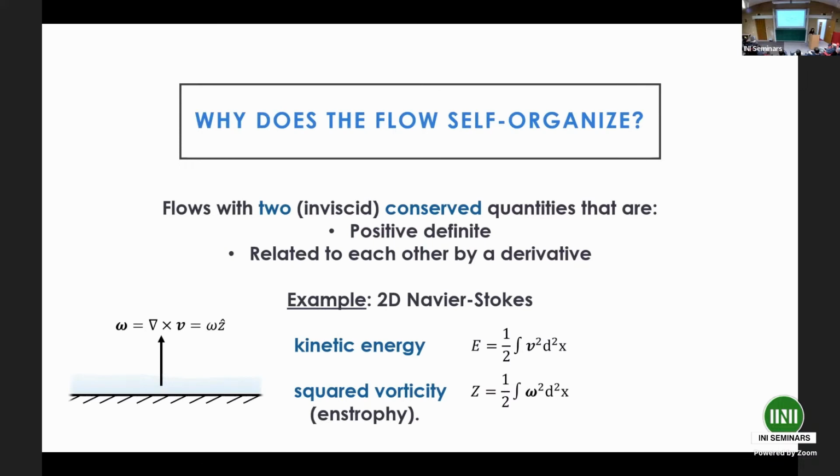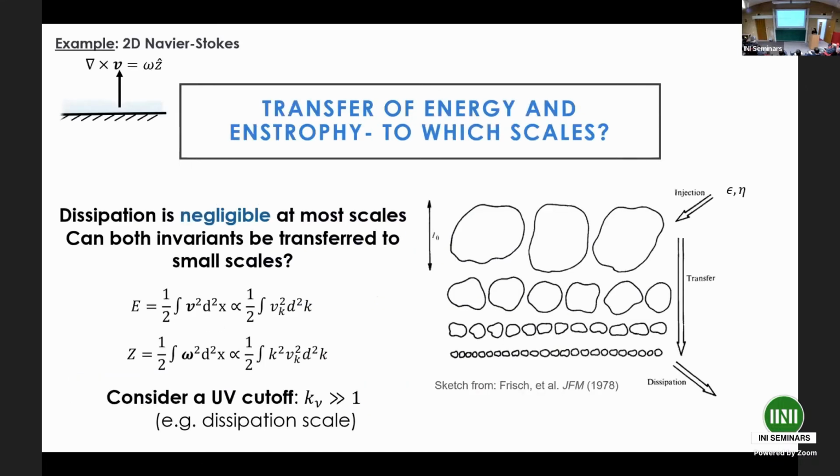Okay, so these are the two conserved quantities that would be important. And then you have this general picture where you inject energy and you inject entropy at some scale. What you expect from the general picture of turbulence is that it cannot really dissipate at these intermediate scales, so it just gets transferred to smaller and smaller scales by this constant flux until it reaches a scale where it can dissipate.